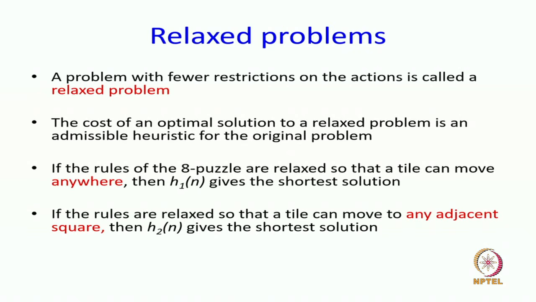So, as it says in the slide, if the rules of 8 puzzle are relaxed so that a tile can move anywhere, then H1 gives the shortest solution. If the rules are relaxed so the tile can move to any adjacent square in spite of whether there is a tile there or not, then H2 gives me the shortest solution, right. So, whenever you are given a new problem, you have to analyze what constraints are going on, and based on those constraints you have to say, okay, let me create a relaxed problem, and based on that come up with an admissible heuristic.